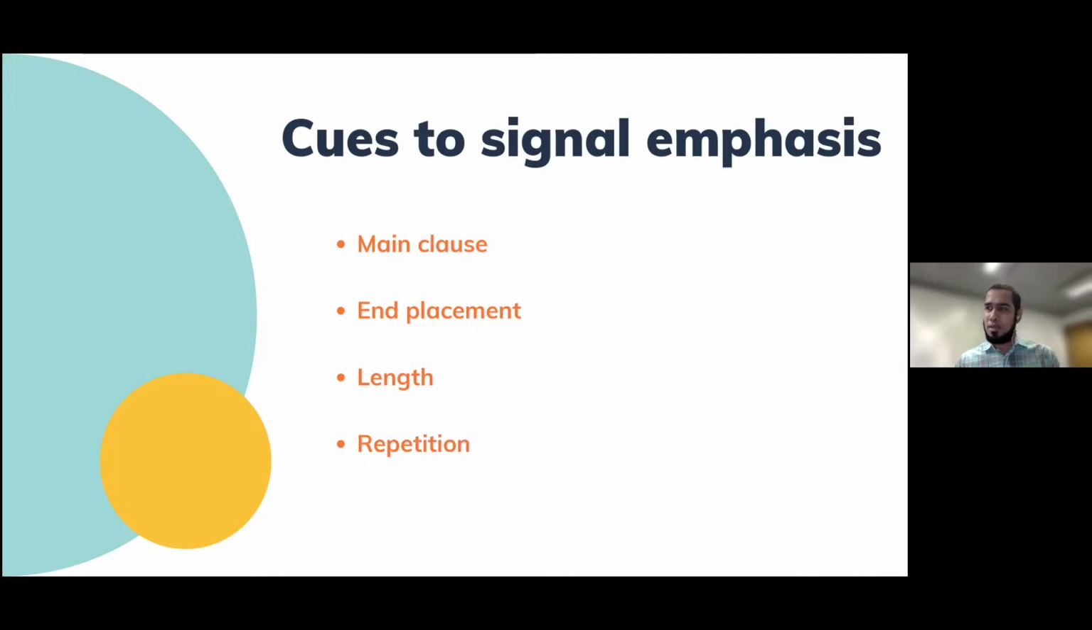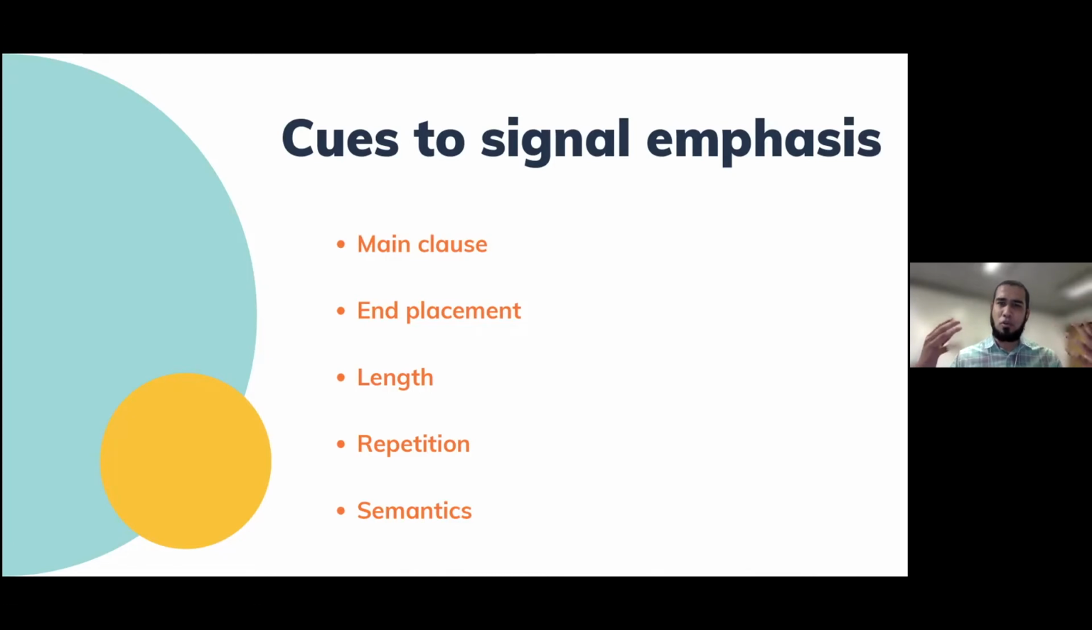Repetition: if you repeat some information, if you say something and then say it again, it is seen as a signal of emphasis. And semantics, which means you start a sentence by saying, it is worth noting, or it is very important to note, or something like that. Okay, so these are the things which readers pay attention to when they are trying to find emphasis in a sentence.